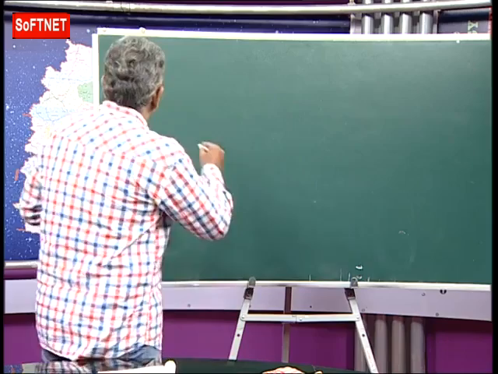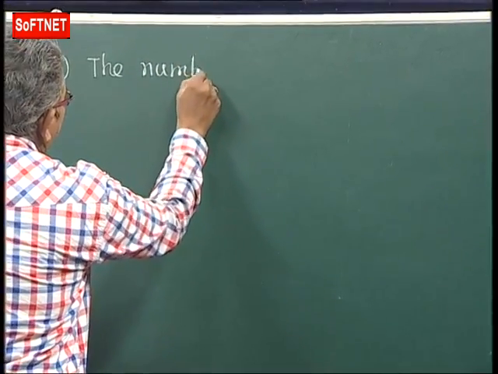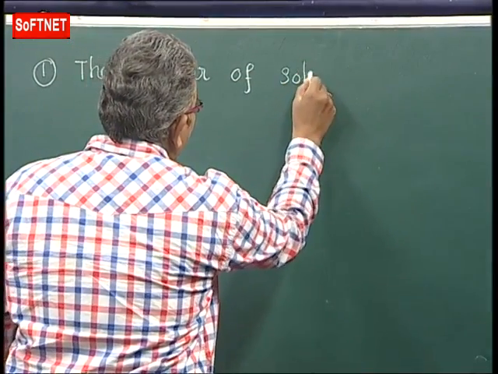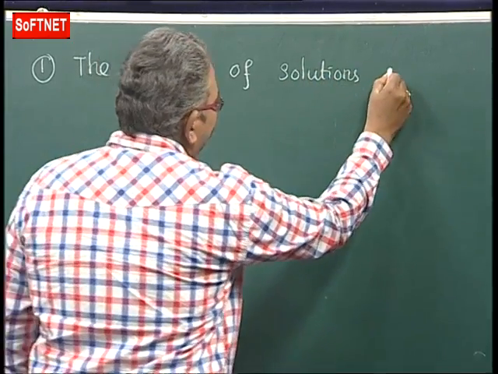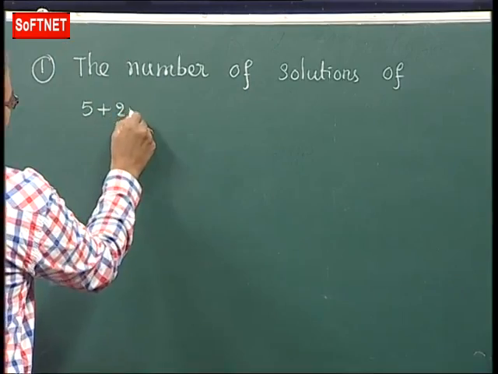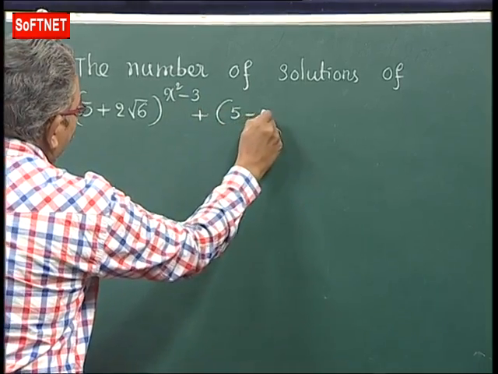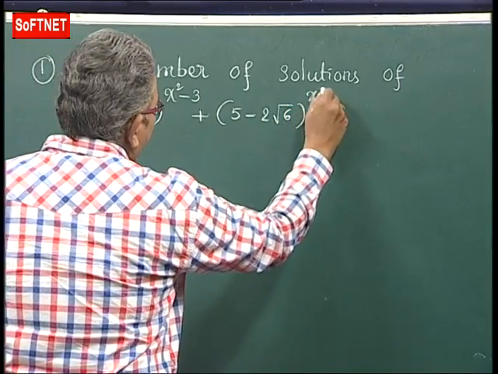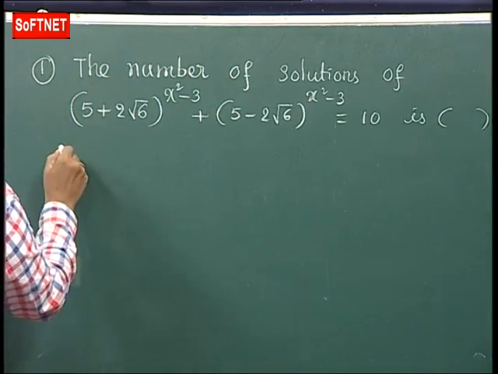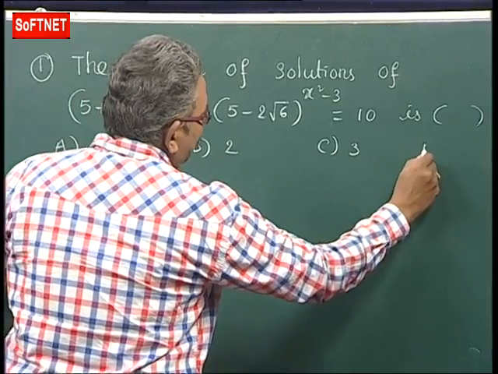So now the problem is, the number of solutions of (5 plus 2 root 6) to the power of x square minus 3 plus (5 minus 2 root 6) to the power of x square minus 3 equals 10 is: A 1, B 2, C 3, D 4.